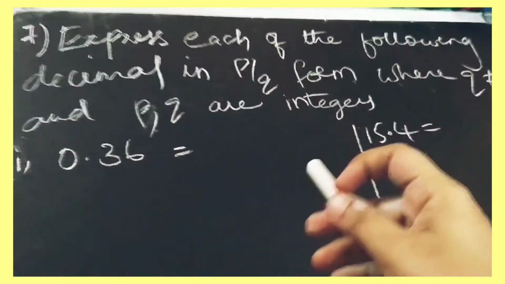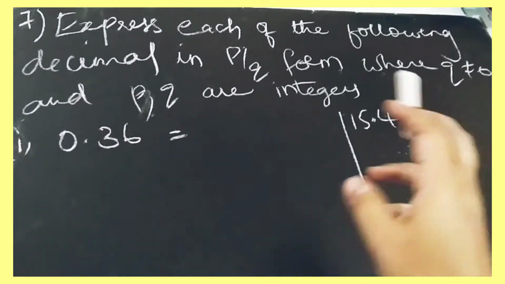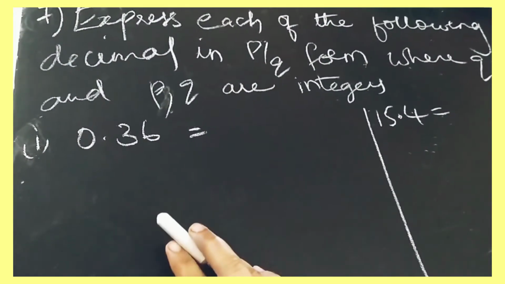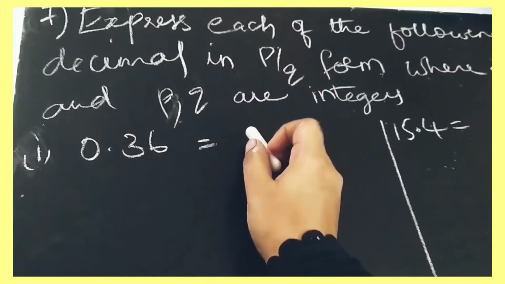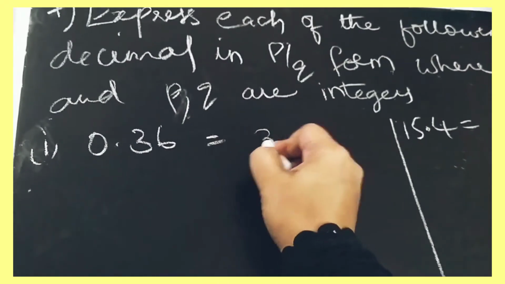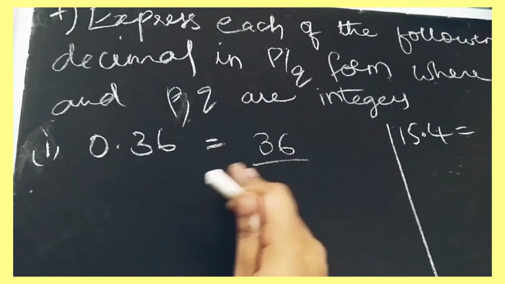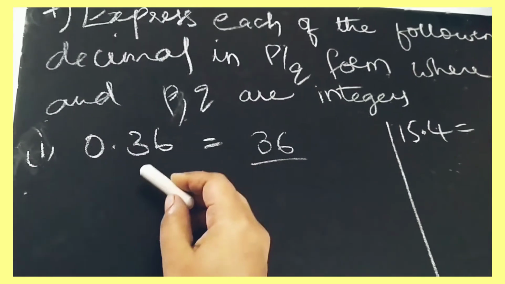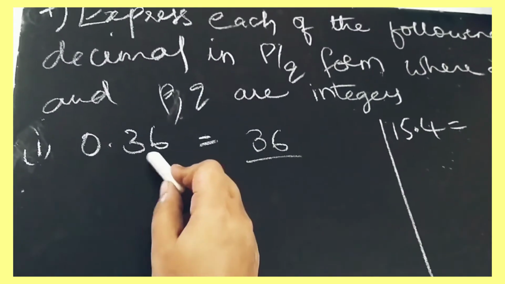Seventh sum is: express each of the following decimals in p by q form, where q is not equal to 0 and p, q are integers. These are given in decimal form. You have to write this in rational form, p by q form. So you have to take this 36 here as numerator, and you have to write the denominator. How do you write the denominator? How many numbers are given here? It is 1, 2. 2 numbers are given now.